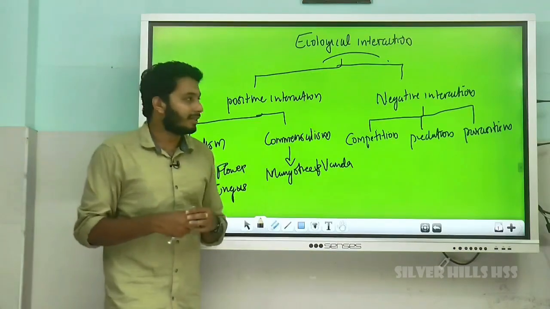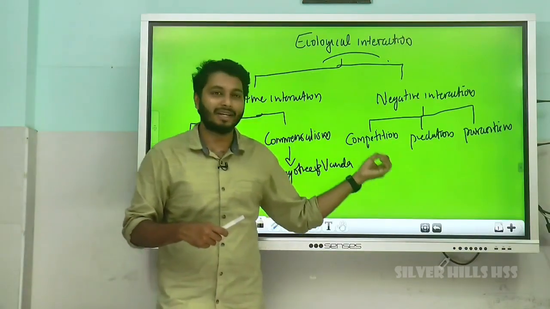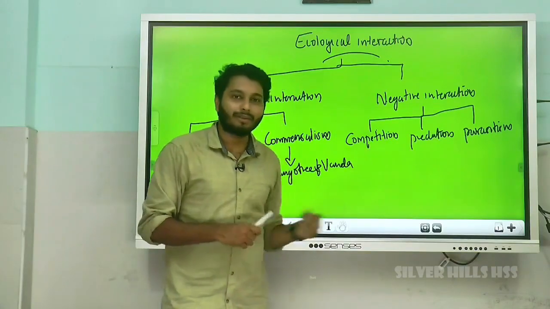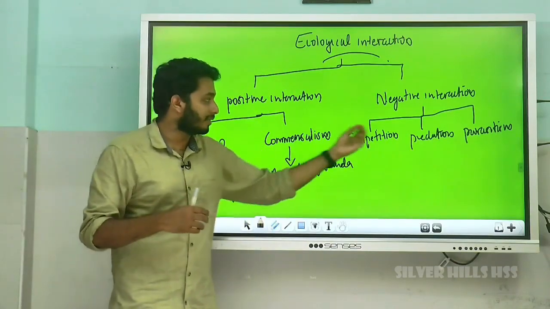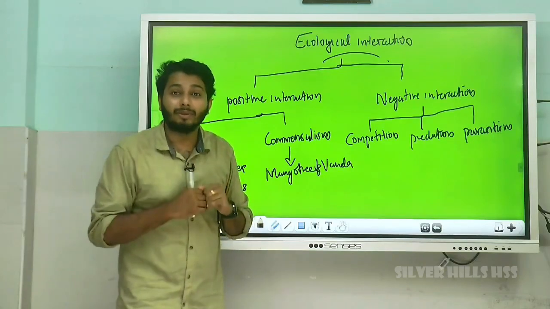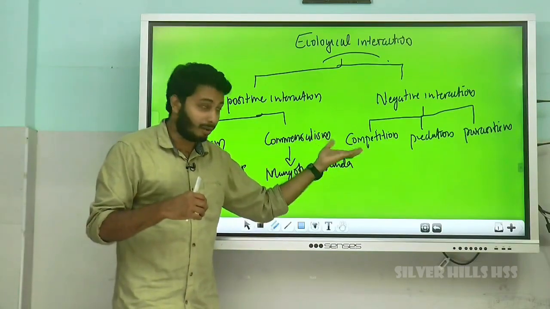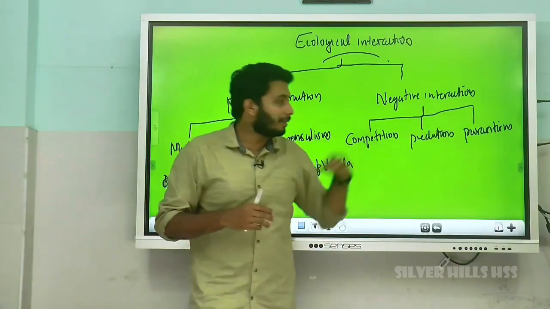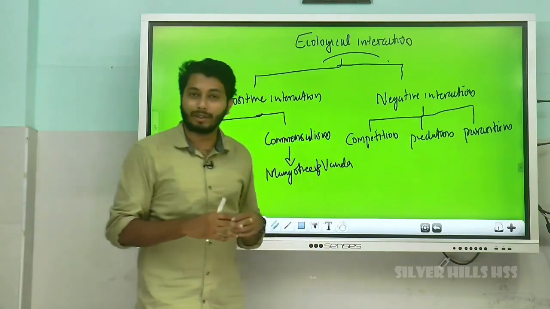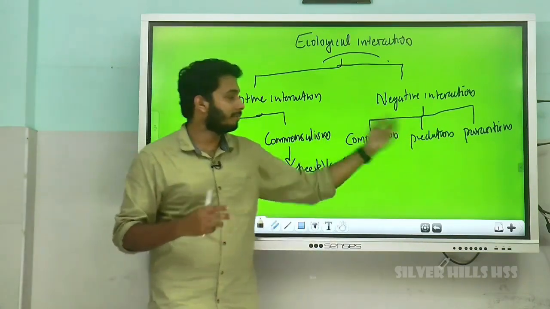The examples of negative interaction include competition, predation and parasitism. The relationship between lion and rabbit comes under predation. The relationship between crop and weed is competition. The interaction between cuscuta and mango tree, or loranthus and mango tree, is parasitism.